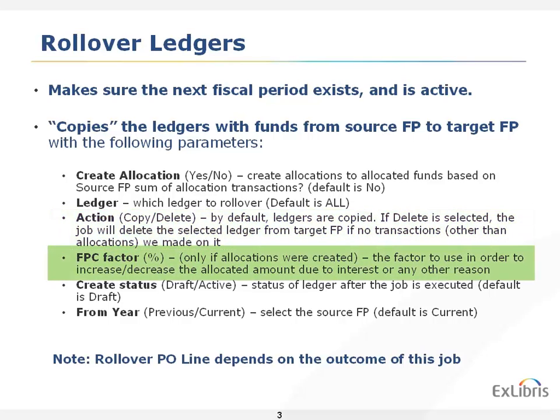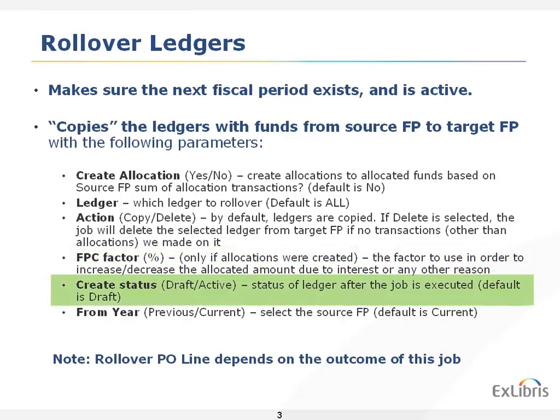If you selected create allocation yes, a new field is added to the screen. It's called FPC factor, which is a percent of a factor that may be added to the allocation. The FPC factor is only used if the allocations were created, and if allocations were created, the factor is used in order to increase or decrease the allocated amount due to interest or any other reason. This field is a numeric field. The value is percentage.